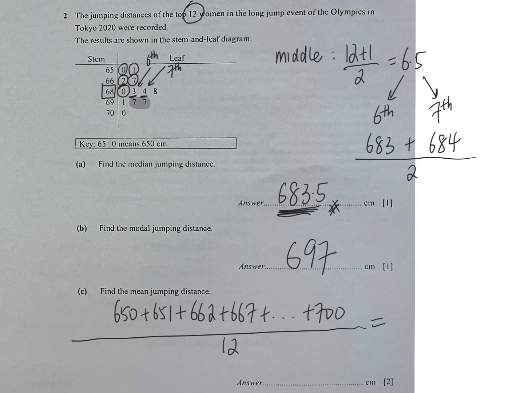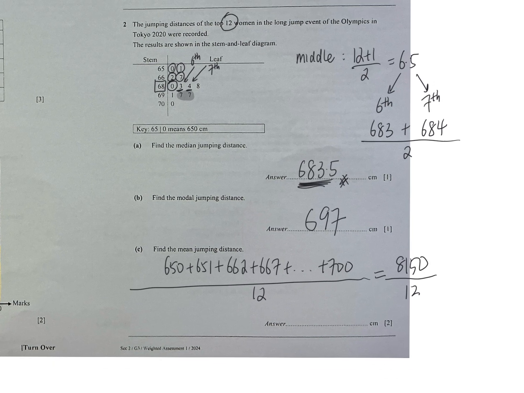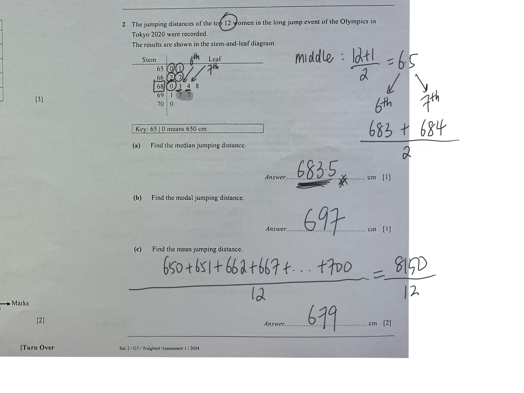Okay, if you total up everything correctly, your total should be 8150. And then you divide by 12, you get 679. And then if you are unsure how to leave your answer, you can leave it in mixed number like this. This is exact. So if it's exact, don't round off to 3SF.